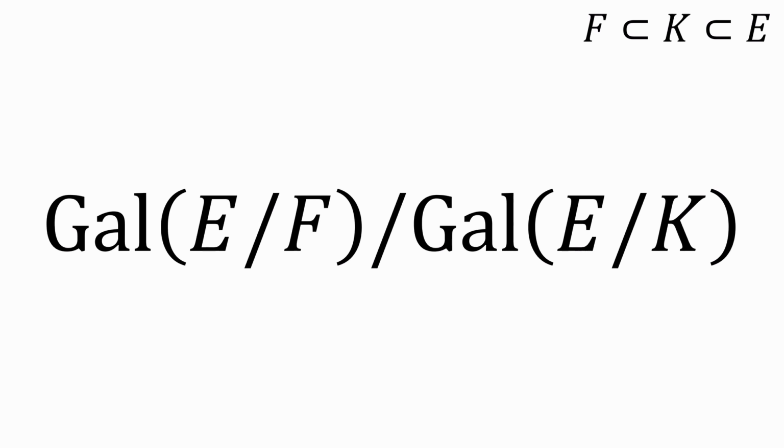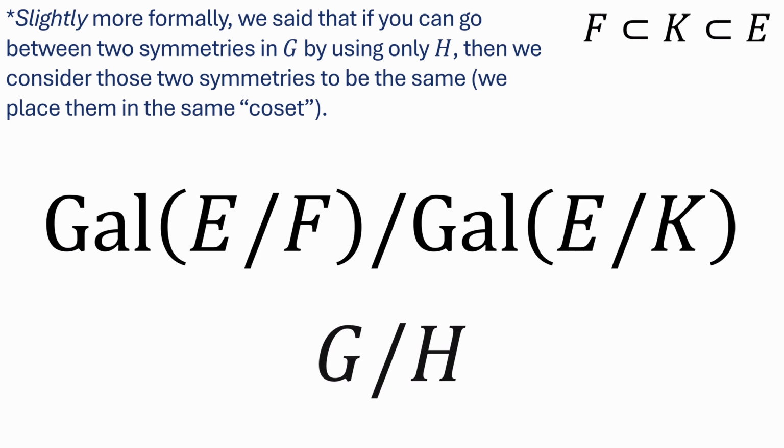I never formally defined what a quotient group is, but I gave the intuitive idea. We'll use that intuition to determine what this quotient group is. As a reminder, a quotient group G over H is essentially the group G, where we pretend as though the symmetries in H are doing nothing.